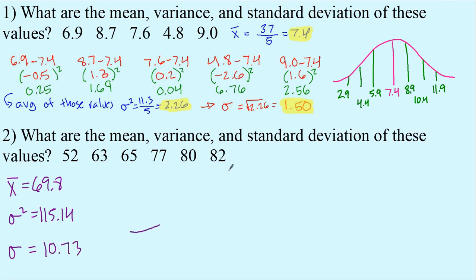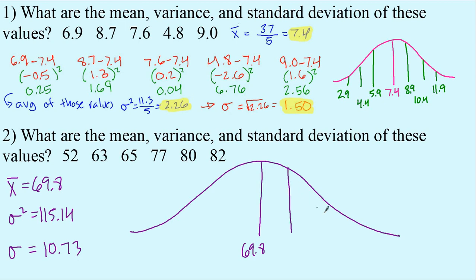To show your work, you can draw a normal curve, show your mean in the middle, and then do your 3 standard deviations. Hopefully you draw that a little more proportionally than I do. We have 69.8, and we add the standard deviation. We get 80.53, plus another 10.73, and another.